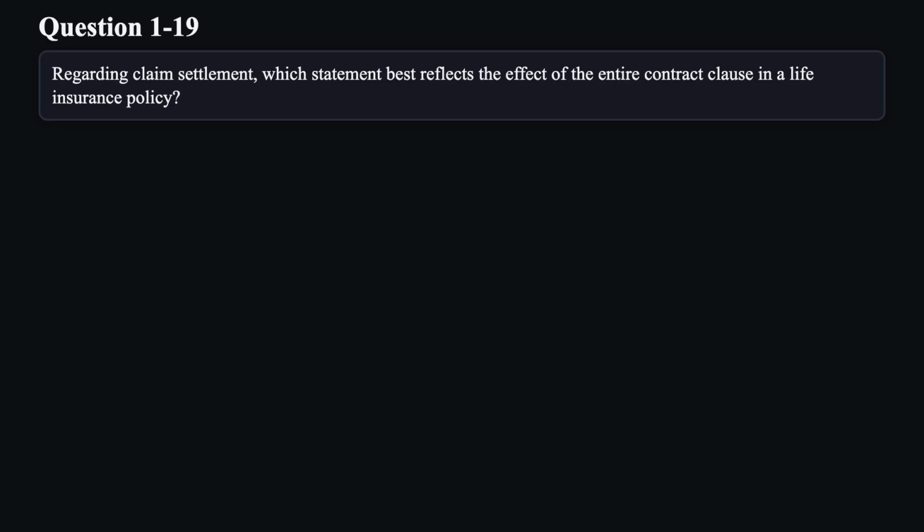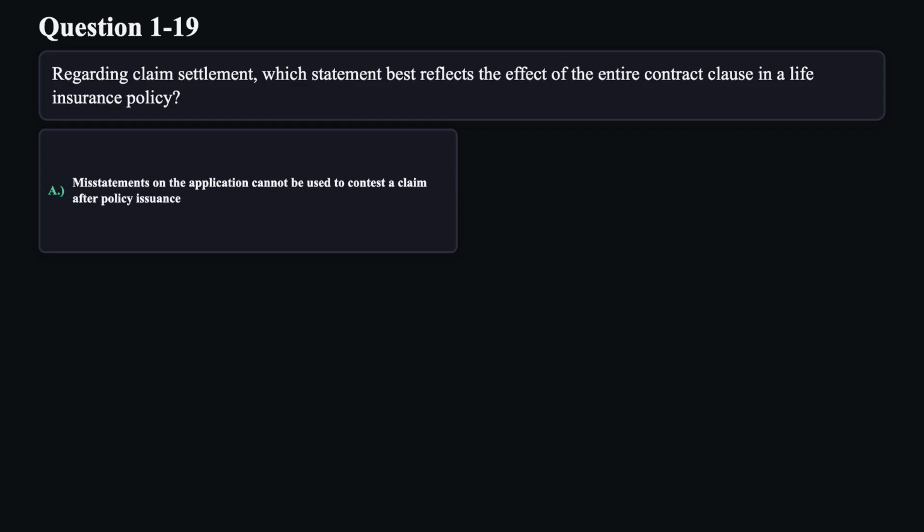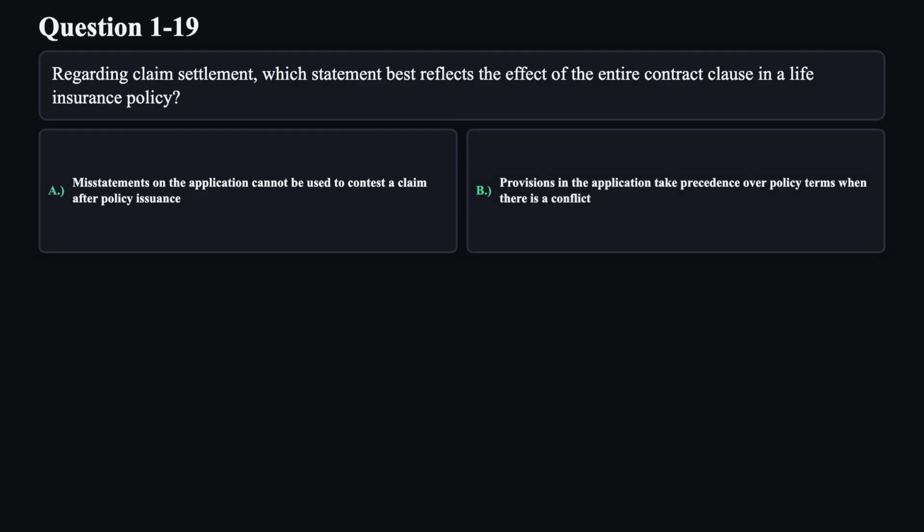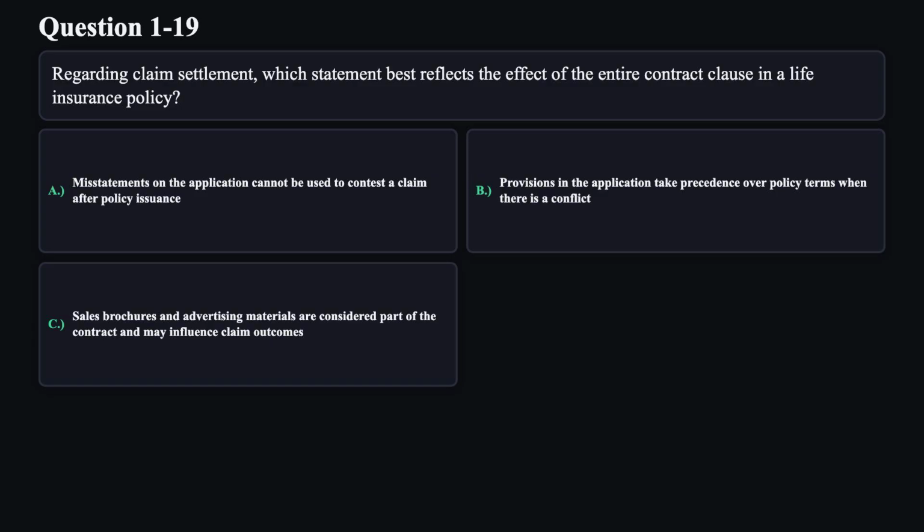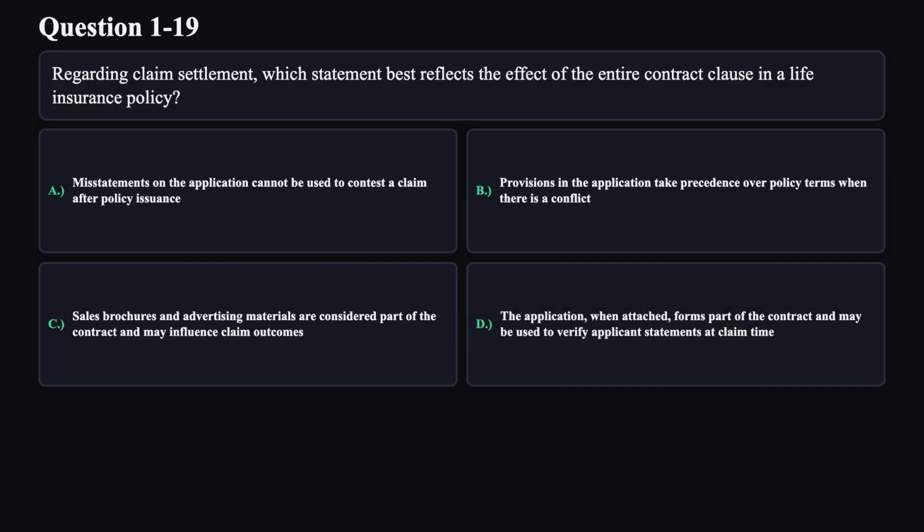Question 19 regarding claim settlement. Which statement best reflects the effect of the entire contract clause in a life insurance policy? A. Misstatements on the application cannot be used to contest a claim after policy issuance. B. Provisions in the application take precedence over policy terms when there is a conflict. C. Sales brochures and advertising materials are considered part of the contract and may influence claim outcomes. D. The application, when attached, forms part of the contract and may be used to verify applicant statements at claim time.